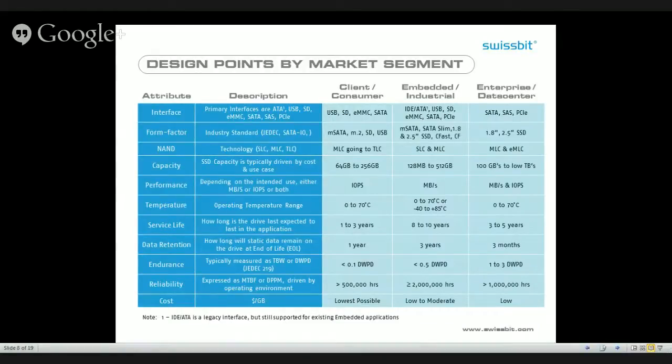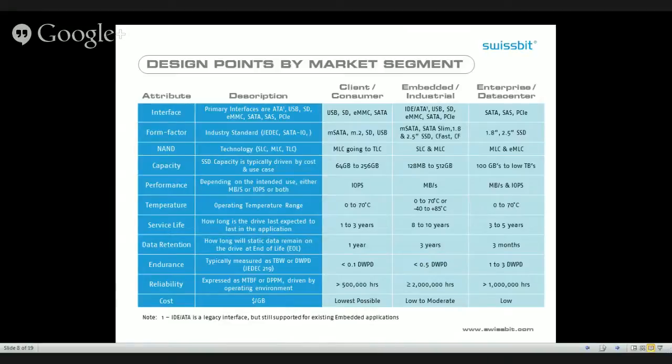When we look at the design points for SSDs by market segment in even more detail, we can see how they vary. Here are just a few of the different design points that should be considered in SSDs. For the interface, the primary interfaces for SSDs are ATA, USB, SD, eMMC, SATA, SAS, and PCIe. When we spread that across the 3 different market segments, you can see that they get very compartmentalized.